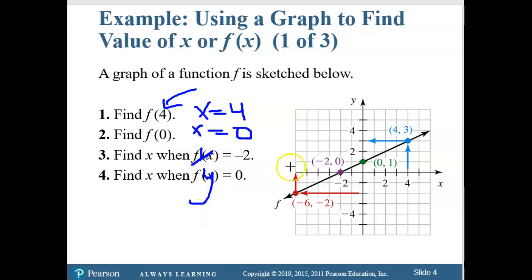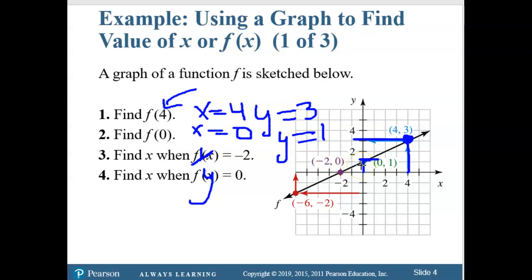If x is equal to 4, you go across the x-axis, and then you go up till you hit the line right here. Then you go across to find out how high you are, which is 3. So when x is 4, y is 3. When x is 0, you go up, you hit it at 1. So y is equal to 1.